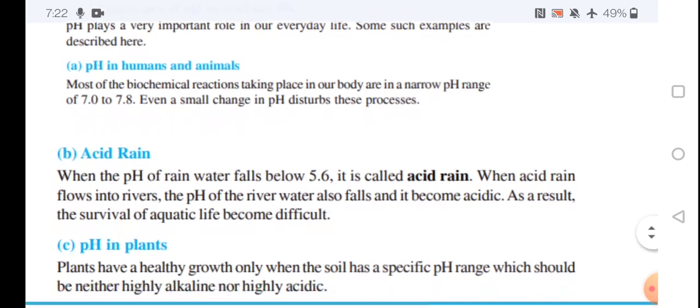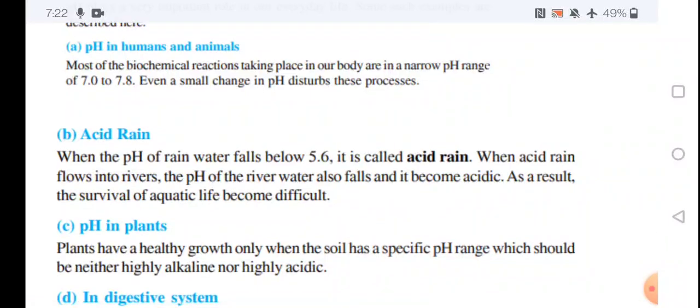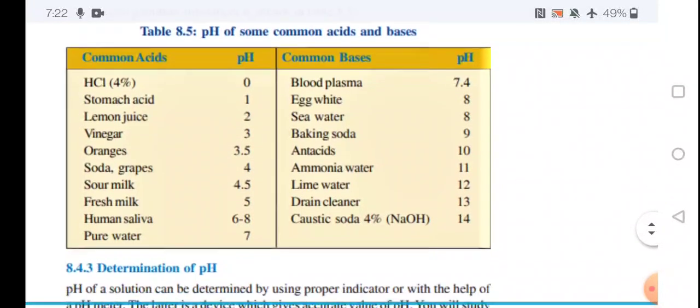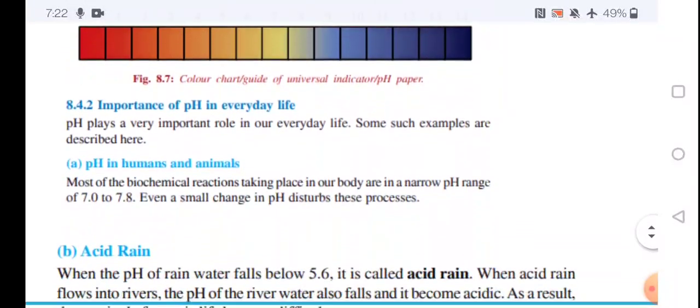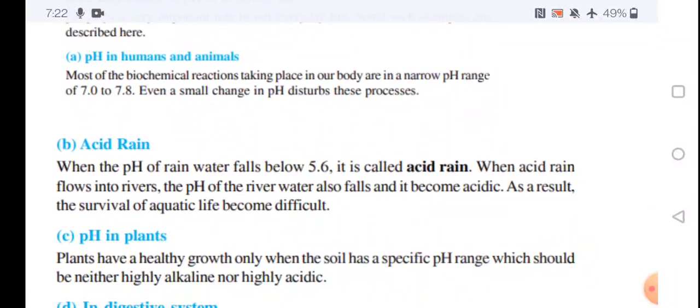Second one is acid rain. When the pH of rainwater falls below 5.6, it is called acid rain. In this chart we studied that the pH value of pure water is 7. If the pH of rainwater is less than 5.6, that is considered acid rain. That means from 7 to 5.6 it is not acid rain, but if it is less than 5.6, then it is considered acid rain.